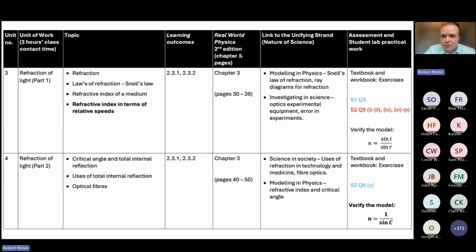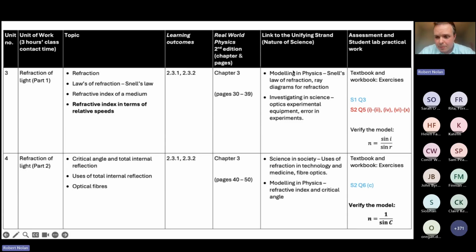I've tried to link into the unifying strand. So those topics I have mentioned there in the link to unifying strand, they're using the same subheadings that they use in the spec. And I'm just trying to point out where we're using some of these things within the chapter. And then over on the right, assessment and also the experiments. So I've got experiments down the bottom of the assessment column. Sorry, I'll just move this so I can see it myself. In the middle there, we've got the questions.